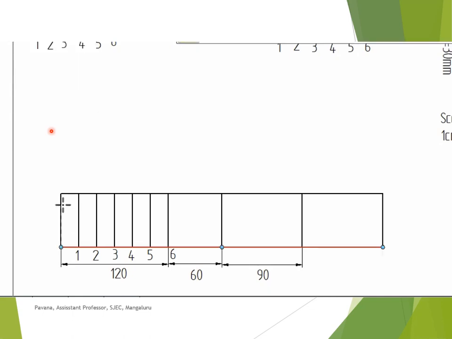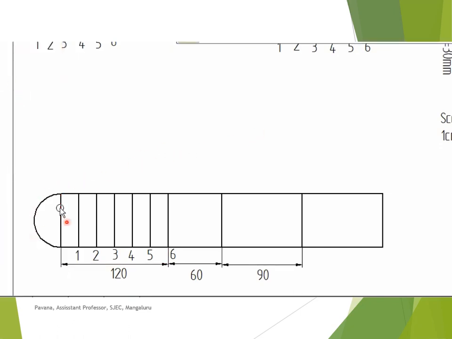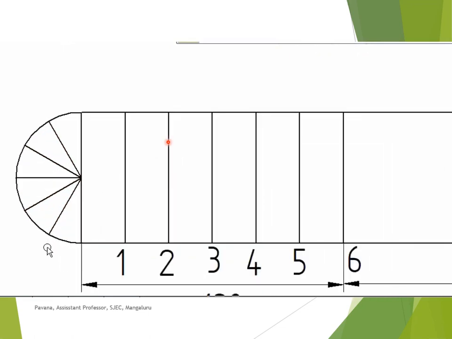Second step is to draw a semicircle on any one side of the box. You can draw on this side or on this side. On any one side, draw a semicircle from the center point. So 3 centimeter is the height here, so 1.5 will be the radius. Once you draw the semicircle, divide that semicircle also into the same number of parts. So 6 equal parts, 180 by 6, 30 degree each.